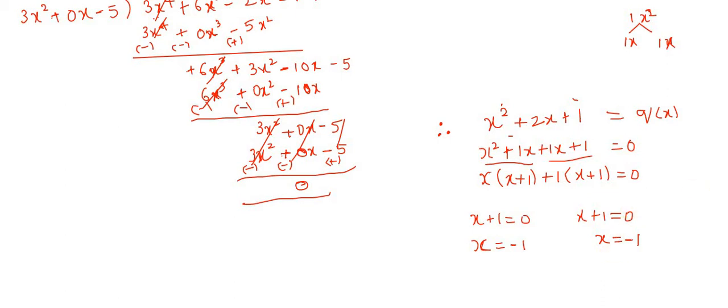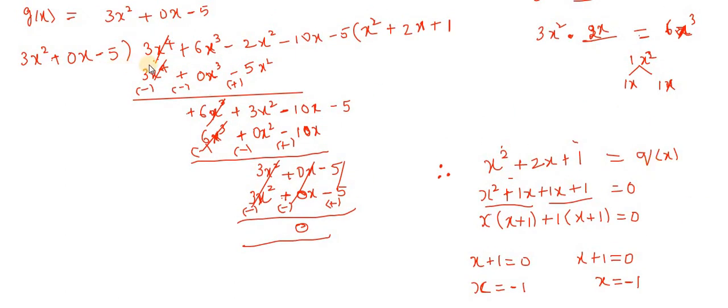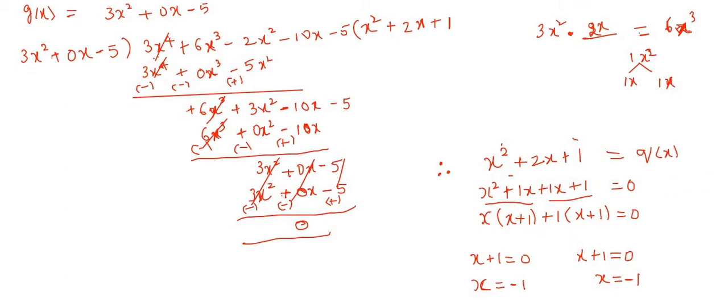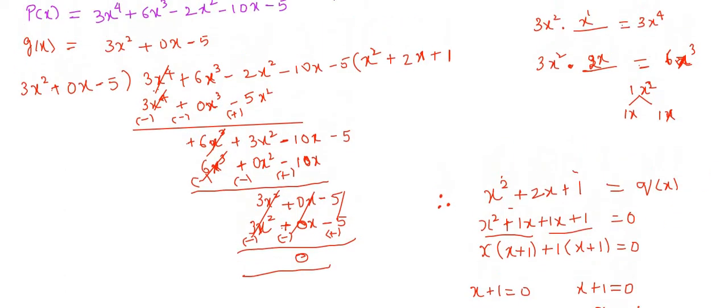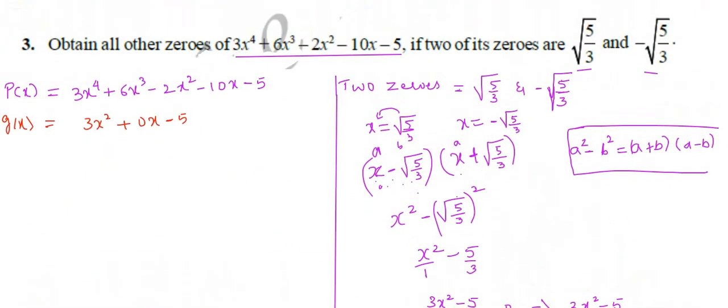So what type of polynomial is it? It is a biquadratic polynomial. Therefore how many zeros does it have? It has 4 zeros. Then what about the remaining 2 zeros? Just recall that they have already given 2 zeros.